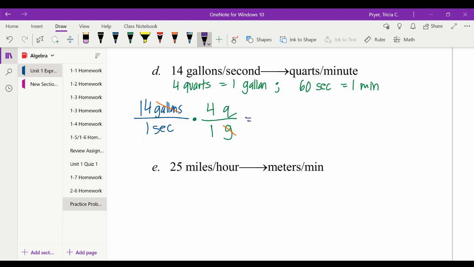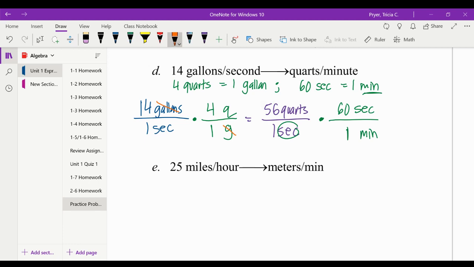Okay, and then from here I'm just going to go ahead and multiply. 14 times 4 is 56 quarts per 1 second. Okay, that's my new rate. Now I need to take this and I need to change seconds into minutes. So I have a whole other conversion factor to multiply by. So I'm going to multiply by seconds over minutes. And 60 seconds is the same as 1 minute.